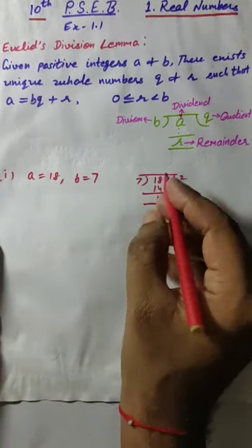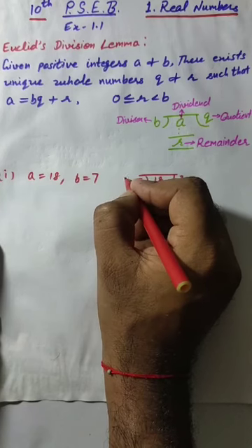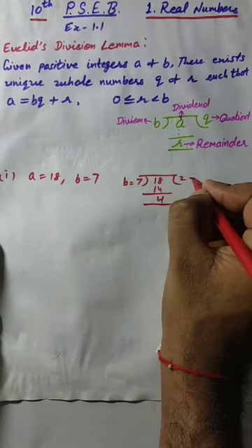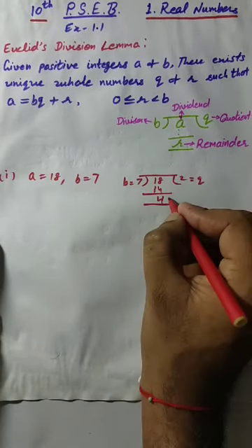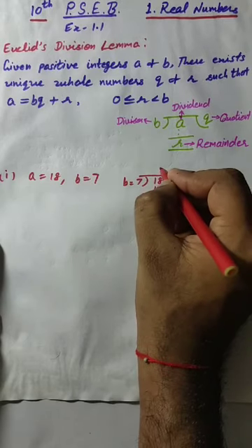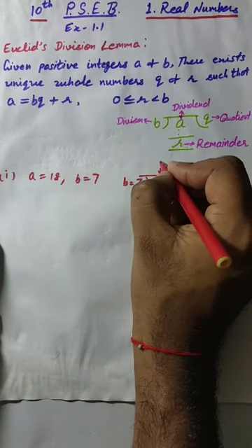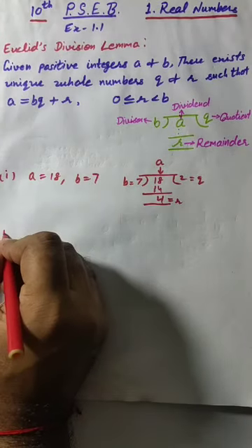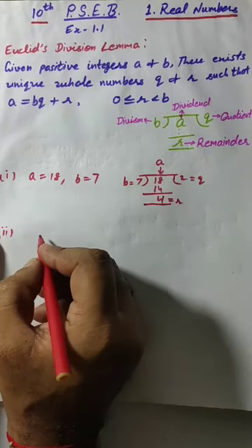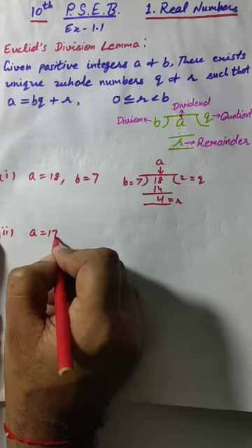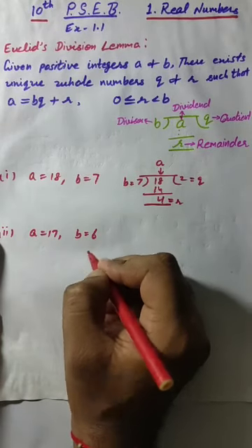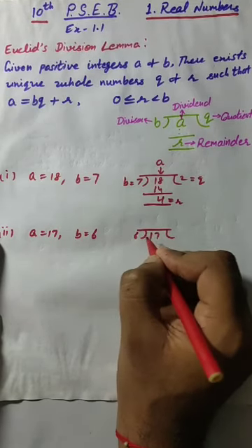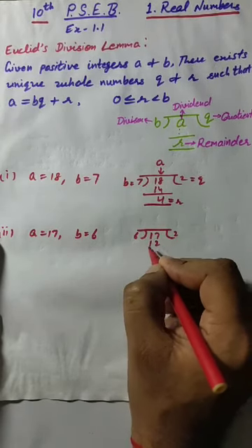Here we can say this is divisor b, this is quotient q, this is remainder r, and this is dividend a. Now let us do another example, when a is 17 and b is 6. So let us divide it again. 17 divided by 6, 6 twos are 12.